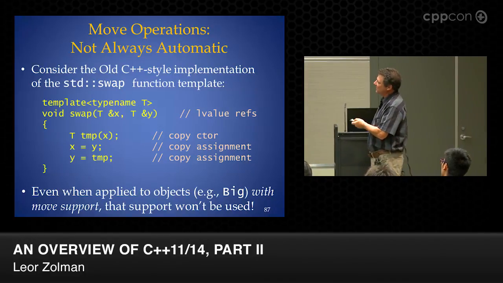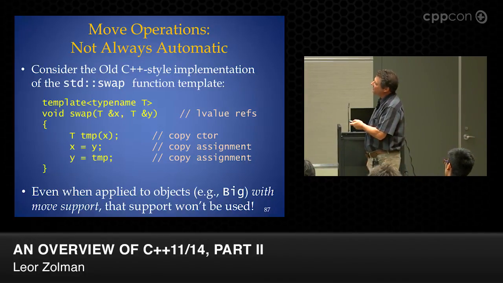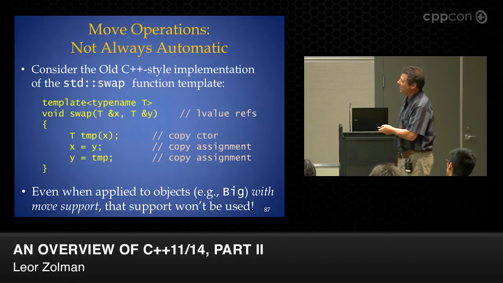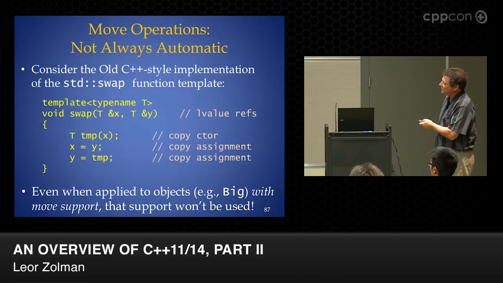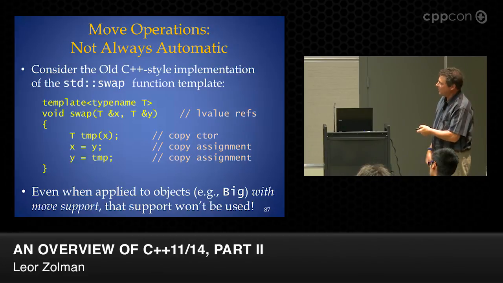But I looked at the implementation of swap for the old C++ library. This is C++98 swap. And it's just a simple template that takes 2 references and does a shell game on them. Right? So it exchanges through a temporary. There's 3 copy operations involved here.